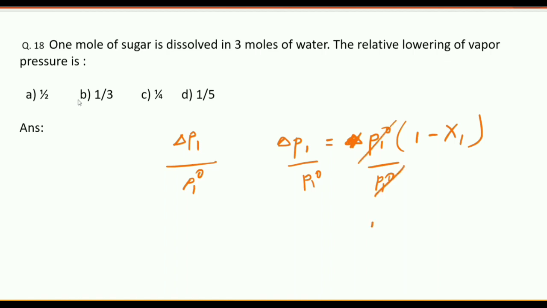So 1 minus chi1 is chi2. So chi2 is what? The mole fraction of the second component. The second component here is sugar. 1 mole of sugar is dissolved in 3 moles of water. So 1 divided by 1 plus 3 will give you chi2. 1 means 1 mole of sugar, divided by total number of moles, 1 plus 3: 3 for water and 1 for sugar. So 1 by 4. So the option is C, 1 by 4.